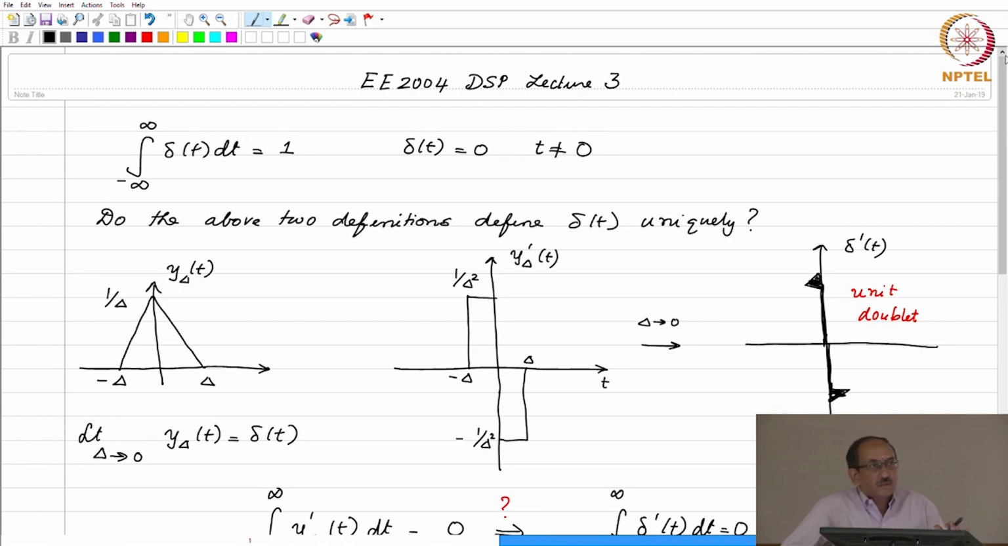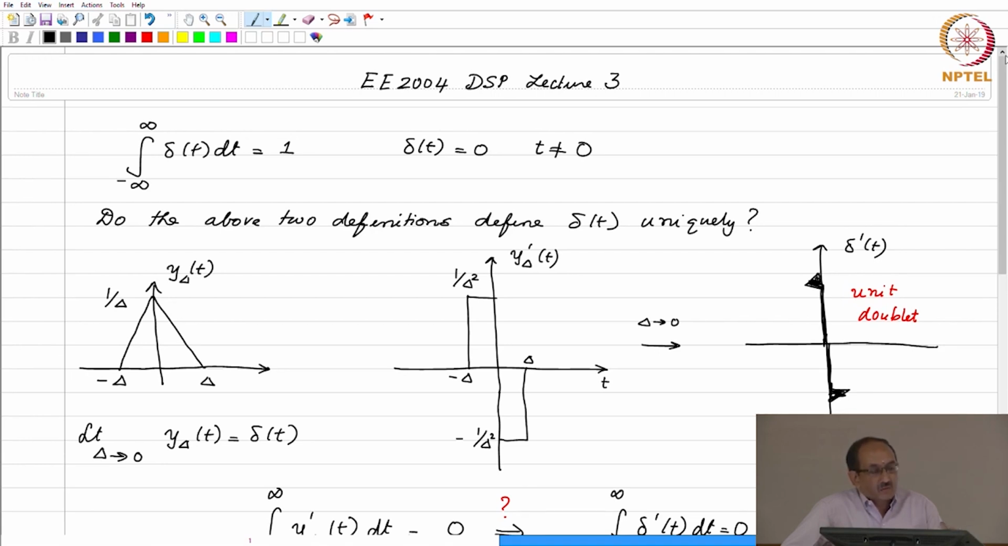And delta of 0 is really not defined. If you look at the theory developed, delta of 0 is not defined, whereas in engineering textbooks, you will find that delta of 0 is infinity and so on. So, all these things are not careful development of the concept.